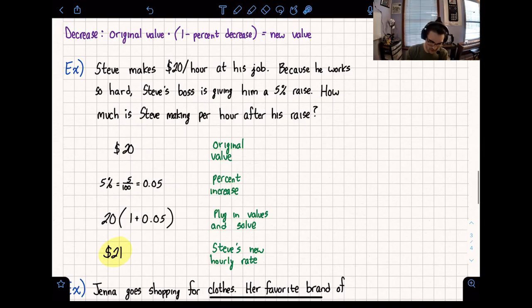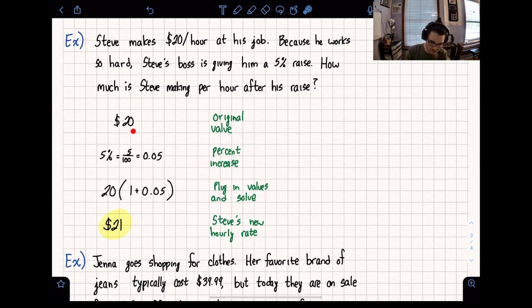So in my first example, Steve makes $20 an hour at his job. Because he works so hard, Steve's boss is giving him a 5% raise. How much is Steve making per hour after his raise? First, we take a look at how much he was originally getting paid, $20 an hour. We're going to convert his percent raise into a decimal number that we can work with. So 5%, this is the same as 5 over 100, or 0.05.